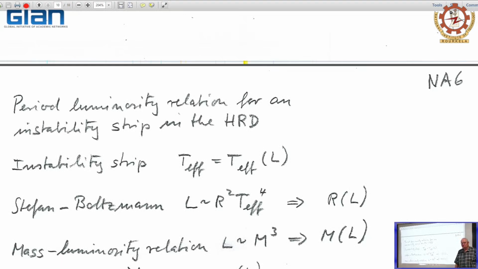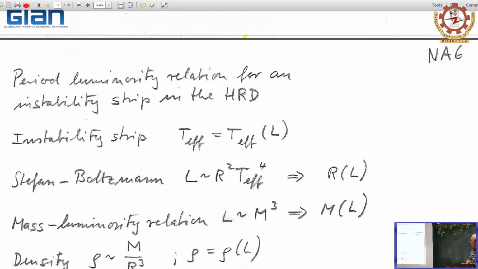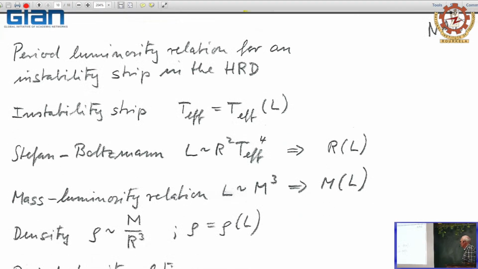Now we know that all stars have to satisfy the mass luminosity relation. So this means that the mass is also only a function of luminosity, then we know the density is maybe approximated by mass over radius cubed. And if mass is a function of luminosity only and radius is a function of luminosity only, then the density is a function of luminosity only as a consequence.